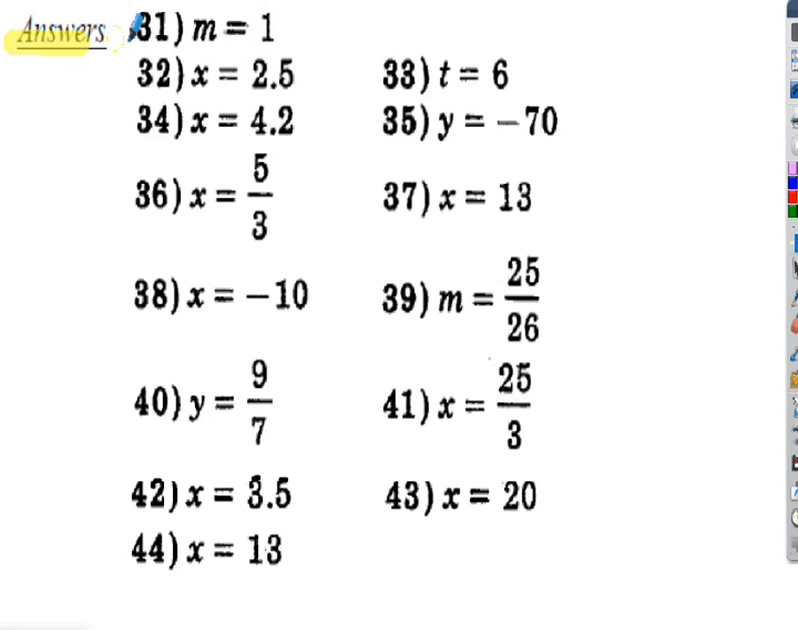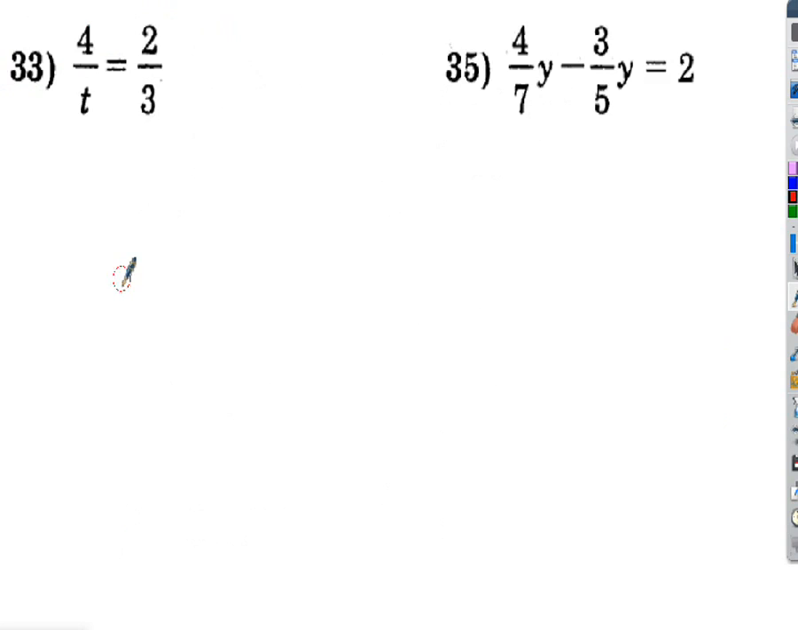Here are the answers for questions 31 through to question 44. Here are some worked solutions for some of the questions.